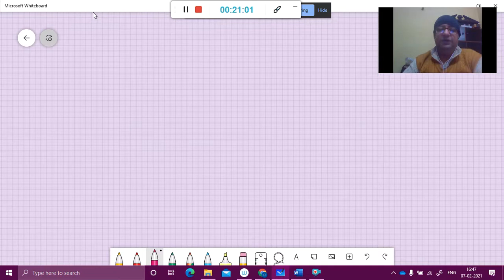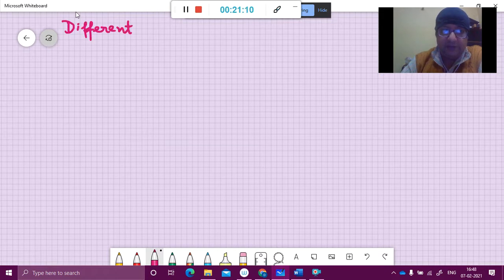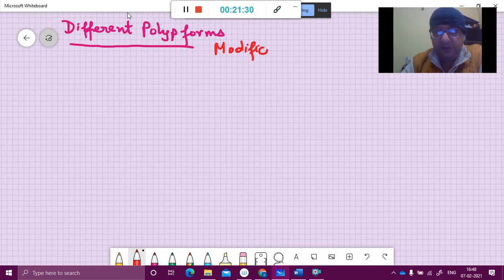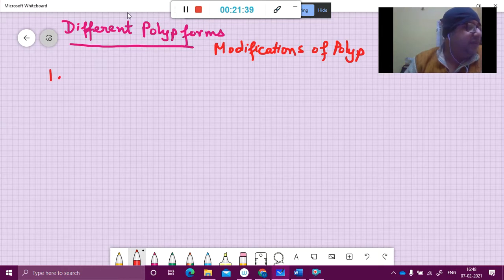Now we will look at what are the different polyforms present, names of different polyforms present. You can write them as modifications of polyp. The first form is the gastrozoid. You had seen the picture of gastrozoid.